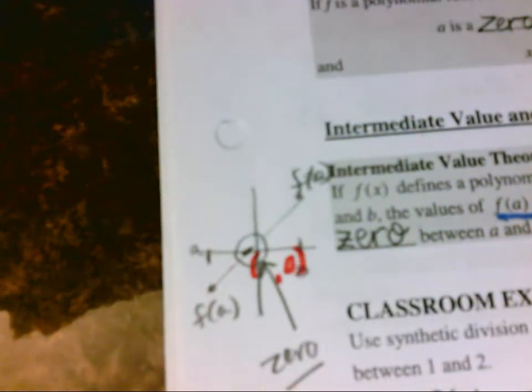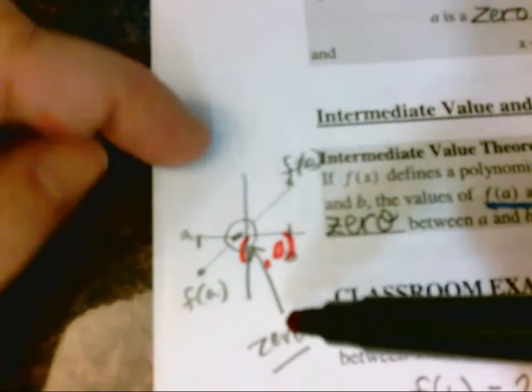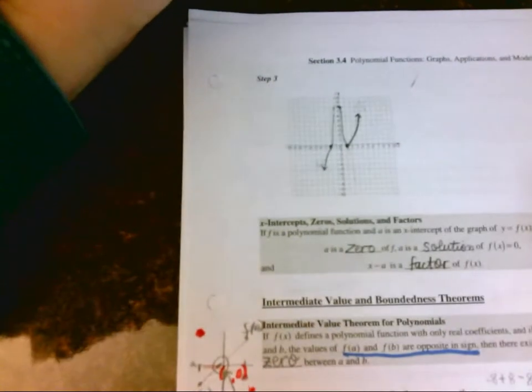Okay, and that seems pretty obvious. If one is positive and one is negative, if you had it here and here, somewhere in between it would have to cross. It would have a 0. Okay, that's the intermediate value theorem.